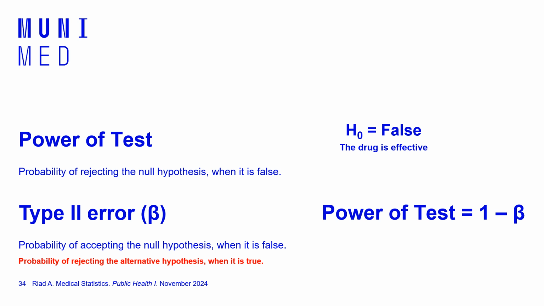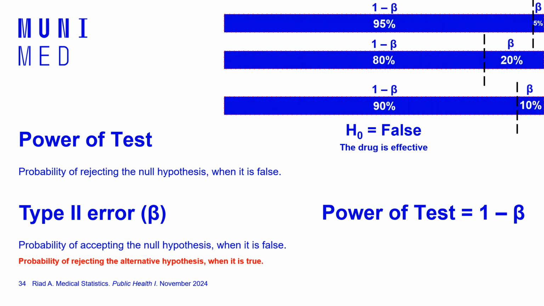Again, if you think about the null hypothesis as false, which means that the drug is effective, or the alternative hypothesis is correct, you have different scenarios. You can make the power of the test 90%, and this makes beta 10%, or you can make it 80% and beta 20%, or make it 95% and beta 5%. Again, the standard value in medical literature is beta as 20%, because, as you will understand soon in the next comparison, the probability of making a beta error is less common than the probability of making an alpha error.